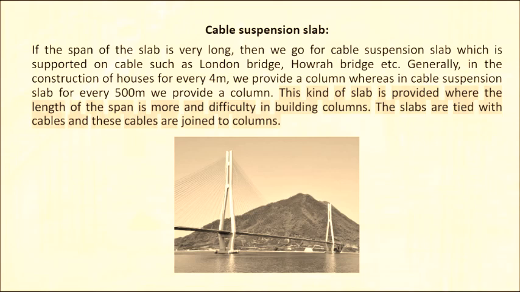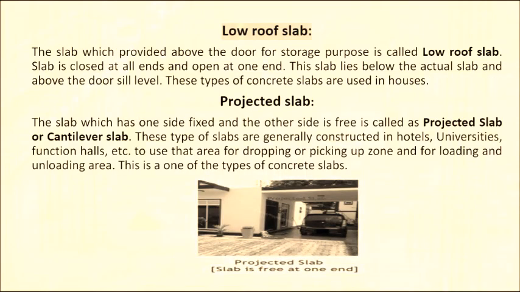Low roof slab. The slab which is provided above the door for storage purpose is called low roof slab. Slab is closed at all ends and open at one end. This slab lies below the actual slab and above the door sill level. These types of concrete slabs are used in houses.